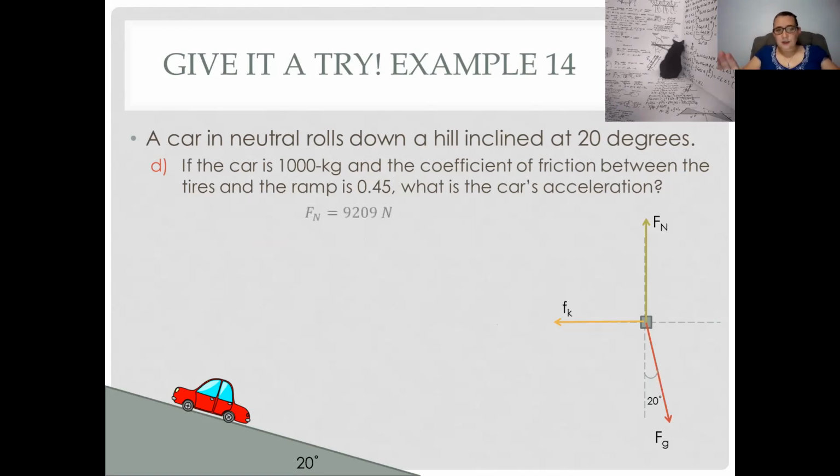Okay, so there's our answer for the normal force. But we know it's not accelerating in the y direction, it's accelerating in the x direction. So let's look at those x forces. All right, so in our x direction, we have this little x component of gravity now, and we have this negative component of friction. Well, not component of friction, all of friction is along that x-axis.